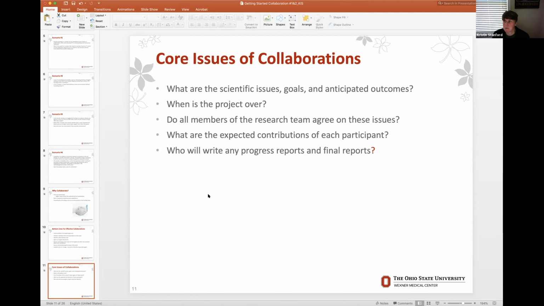And so I think some of the things that are really important with this are what are the scientific issues, goals, and anticipated outcomes. What I mean by that is, are you just collaborating to get a paper out? Or do you have bigger visions? Do you have visions of submitting an MPI grant together? Do you have visions of submitting a PPG together? Do you think this is going to turn into a T32 application?